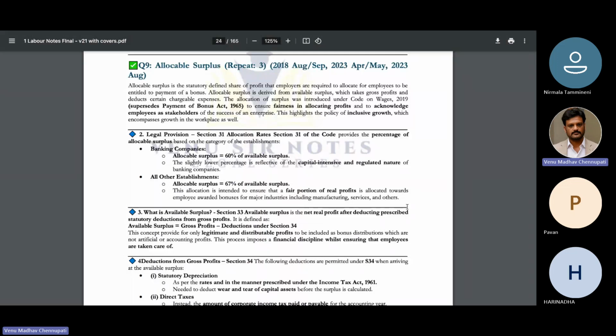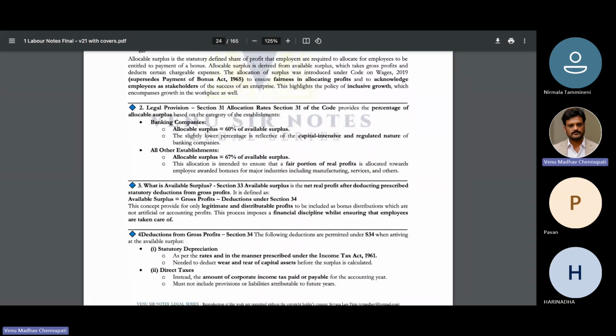So what is available surplus? So what we are saying is allocable surplus comes from available surplus, 60% or 67%. So what is available surplus?